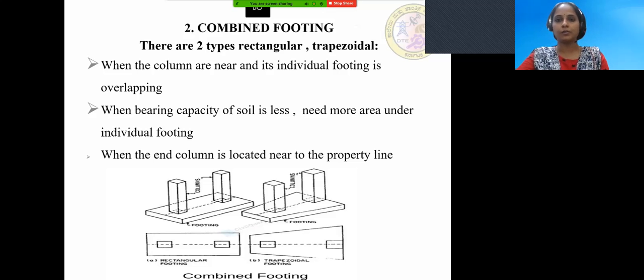Okay, I think you understood what is combined footing. So combined means when two columns are combined together due to bearing capacity issues or property line issues, then it's called as a combined footing. There are two major types, one is rectangular, one more is trapezoidal combined footing. Okay, we'll move on to the next slide.